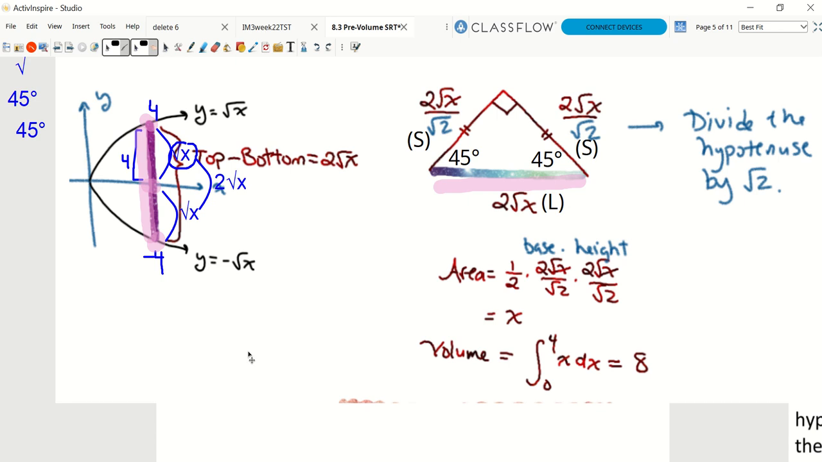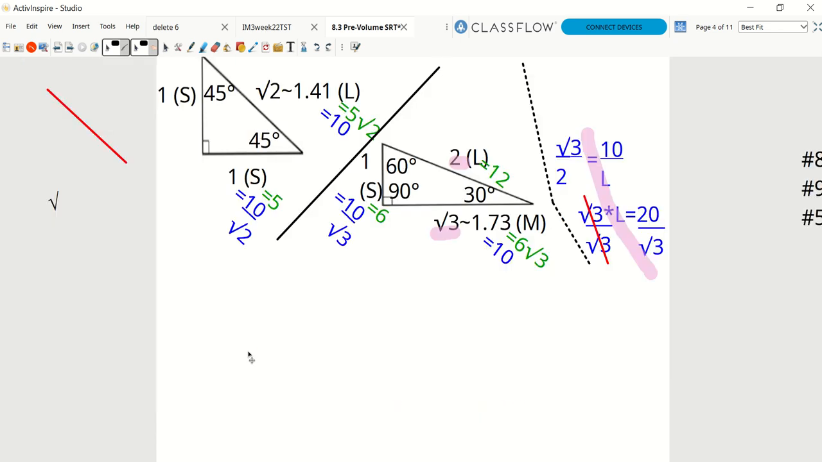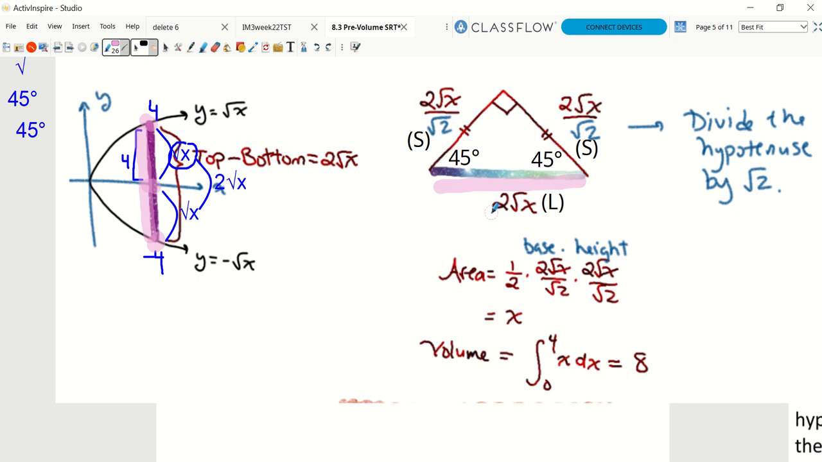Now, going back to what I showed you earlier, in the 45, 45, 90, if we have a large side, in this case, of 10, how do we get to the small side? What do you do? Divide by root 2. So watch this. To get the small side, I'm going to take this, divide it by root 2, and get this. Do you understand vertical pink?